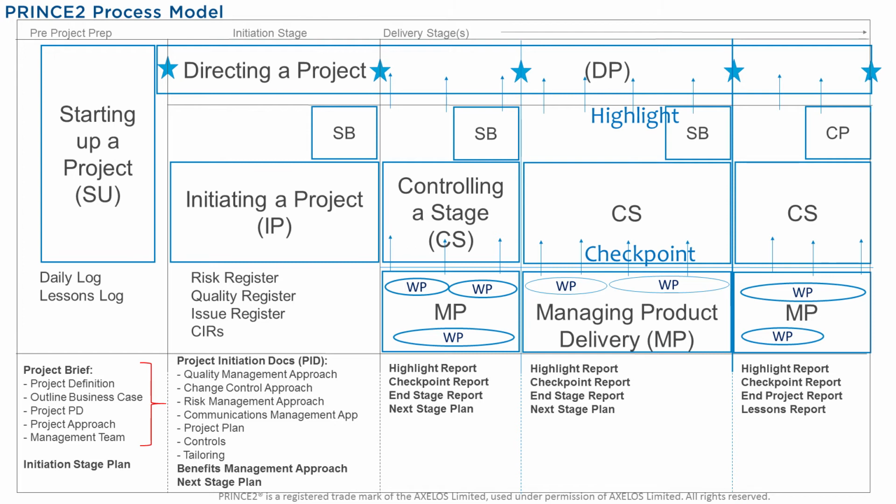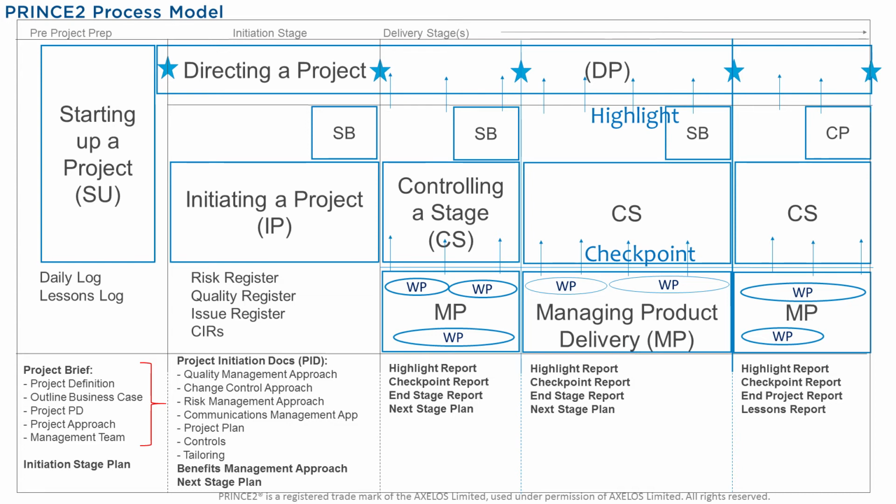Again, that's going to be approved by directing a project by the project board. And we're moving into the delivery stages, where we're going to see the use of controlling a stage. That's where the project managers are going to be coordinating the work that's being carried out in managing product delivery. Obviously, controlling a stage and managing product delivery work together closely as we work through the project, and in particular through the first delivery stage.